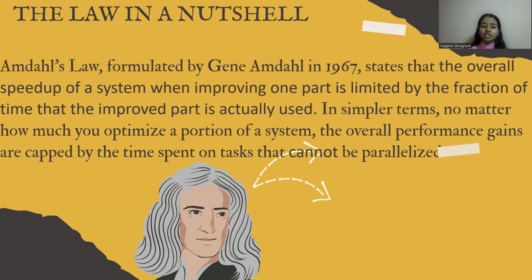The law in a nutshell. Amdahl's law, formulated by Gene Amdahl in 1967, states that the overall speedup of a system when improving one part is limited by the fraction of the time that the improved part is actually used. In simpler terms, no matter how much you optimize a portion of a system, the overall performance gains are capped by the time spent on the task that cannot be parallelized.